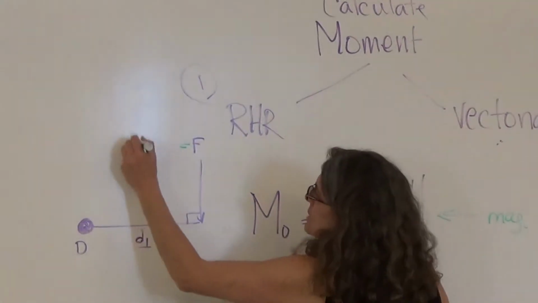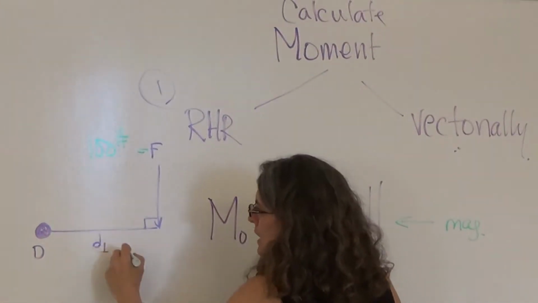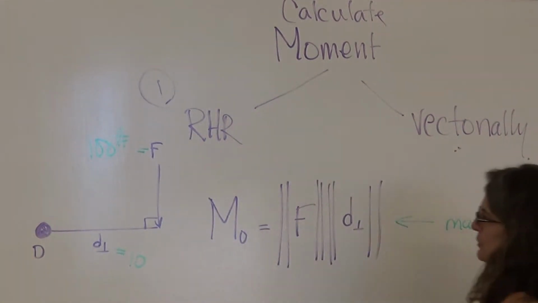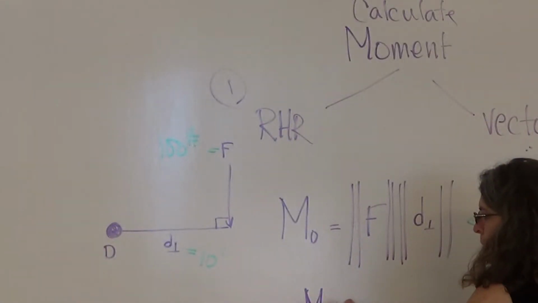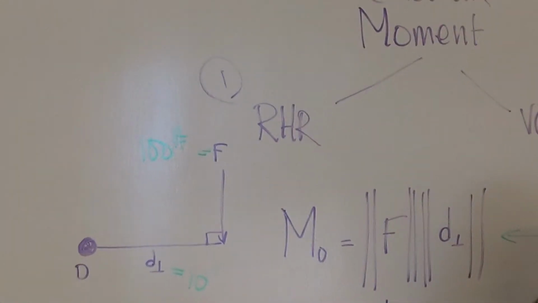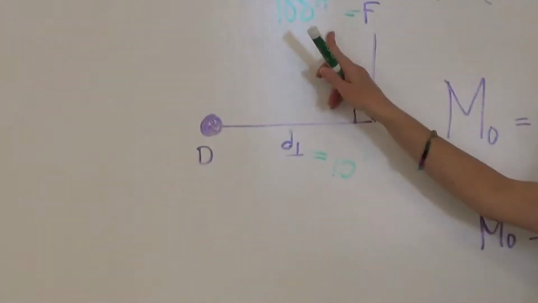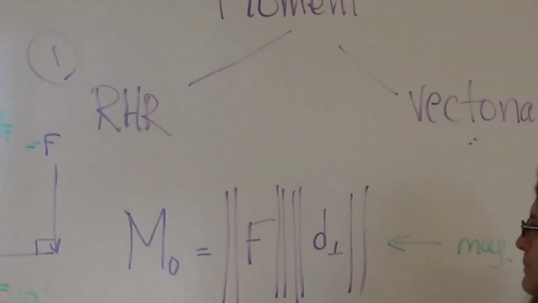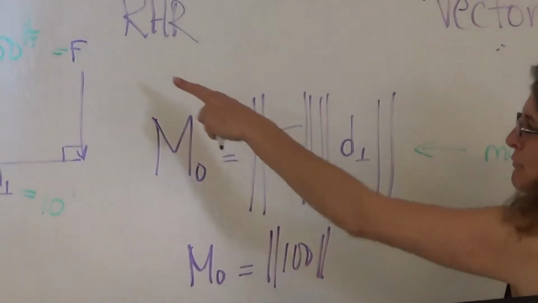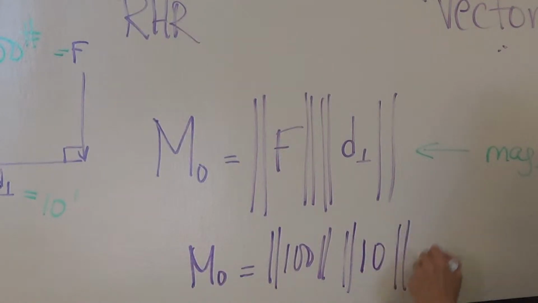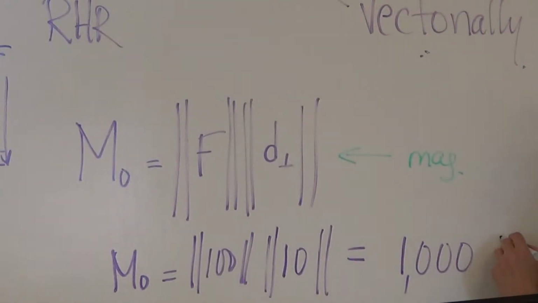So let's say this is 100 pounds and this is 10 feet. So what's the moment equal to? The moment about point O is equal to the absolute value of 100. Why am I saying absolute value? Isn't this a negative force, right? But we always take absolute value. It's the magnitude of the force, 100, times the magnitude of the perpendicular distance, and the answer turns out to be 1,000, and the units is foot-pound. We'll talk about units in a minute.